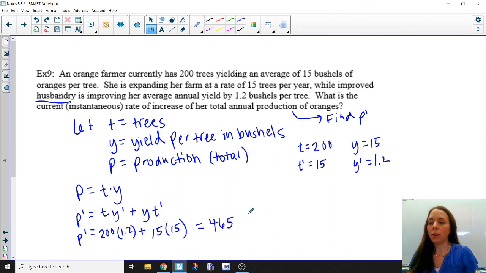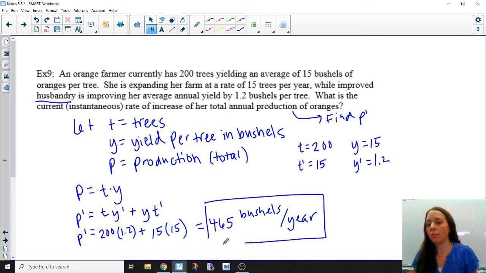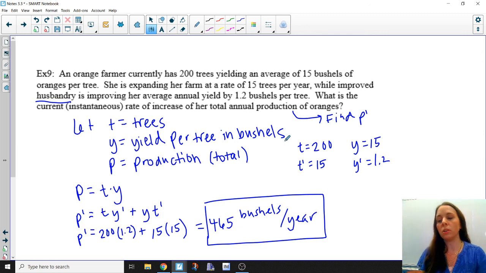Now, what is it? Well, it's total bushels, right, per year. Because it is a rate, we should add that per year piece. And what this says is that she should get an additional 465 bushels every year based on how she is expanding her farm per year.